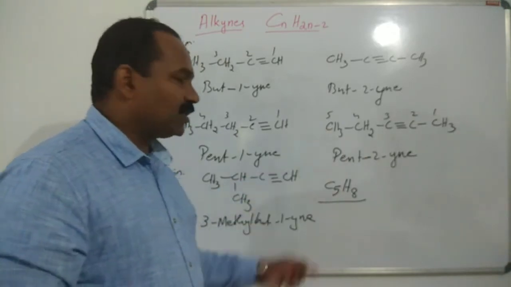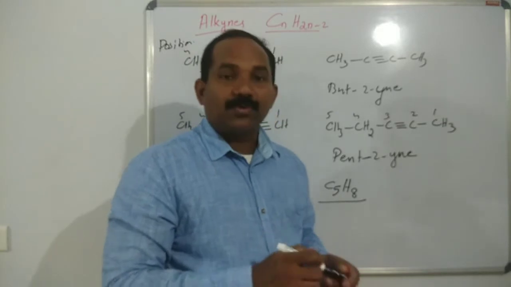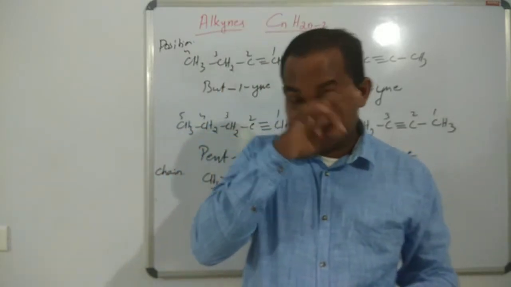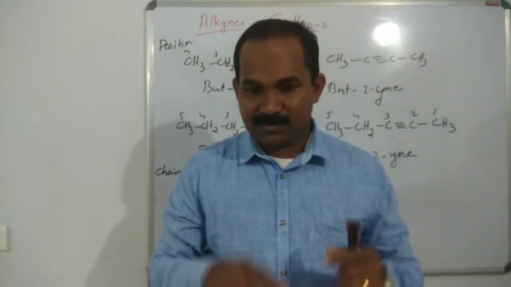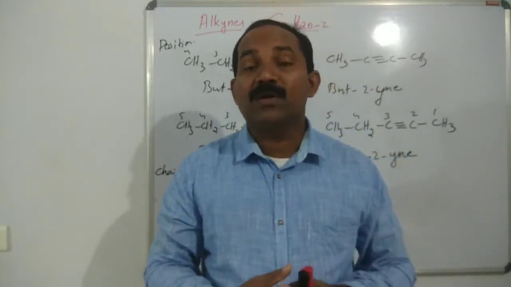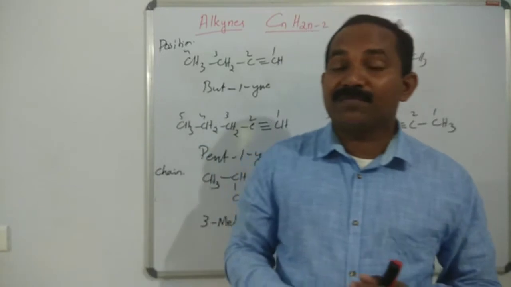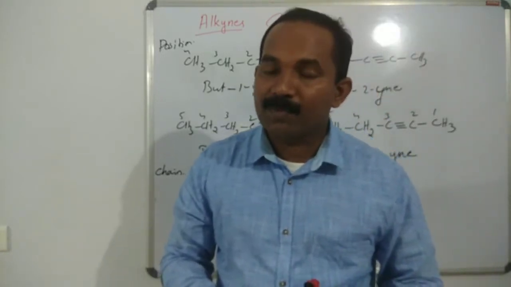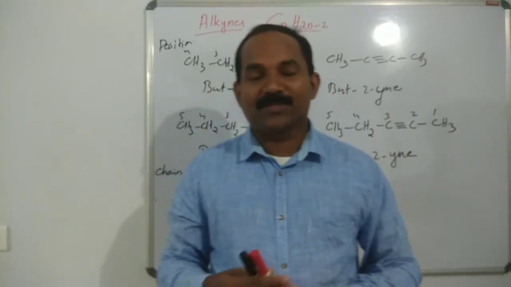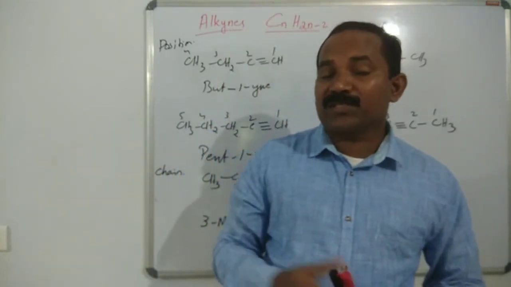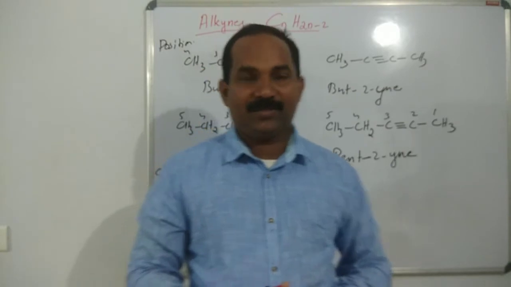But the structure is different. So if the structure is different, the isomerism is known as chain isomerism. The chain is different, chain isomerism. If the position of the triple bond is different, it is called position isomerism. Clear? Yes. Then we move to the structure of the alkynes.